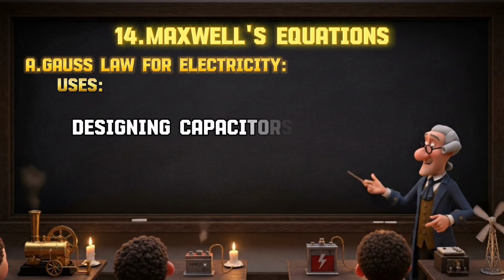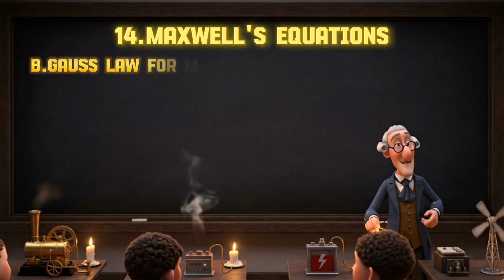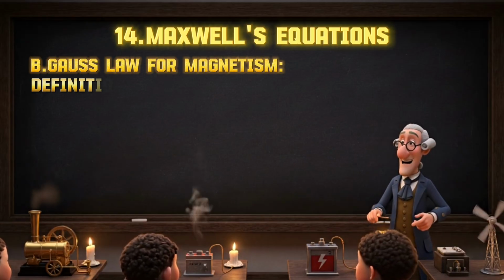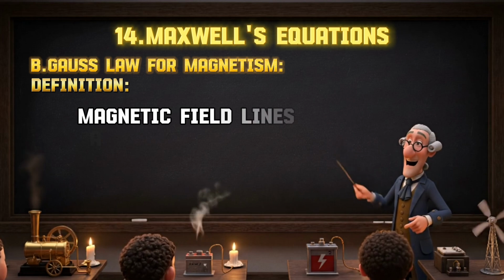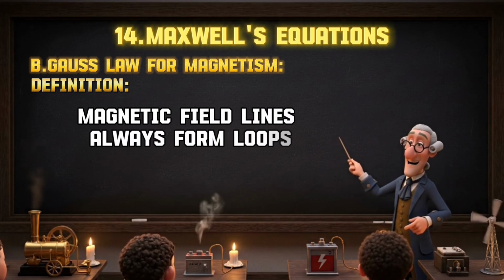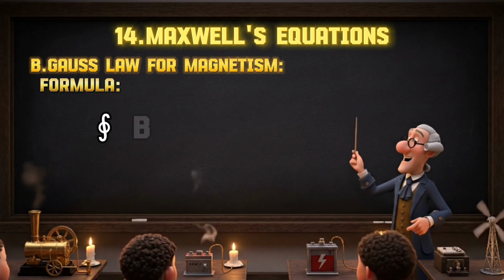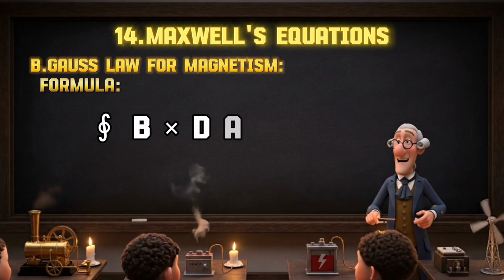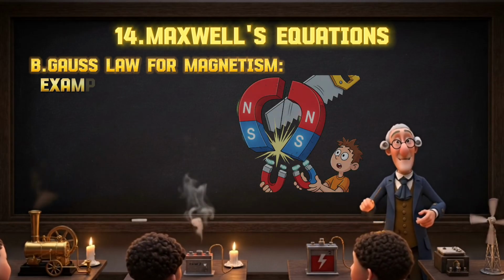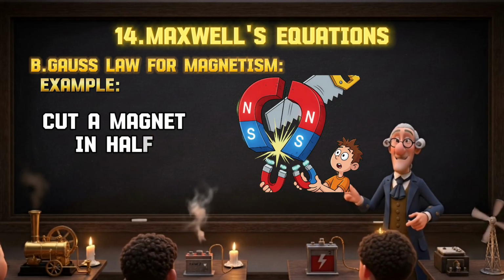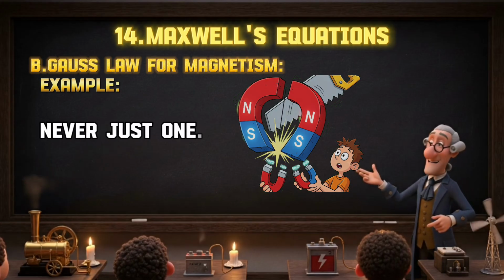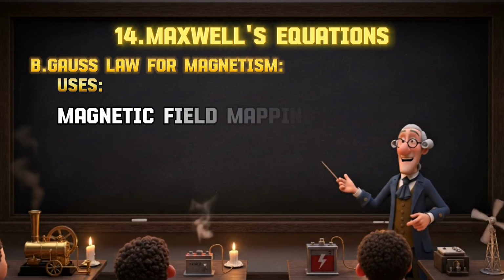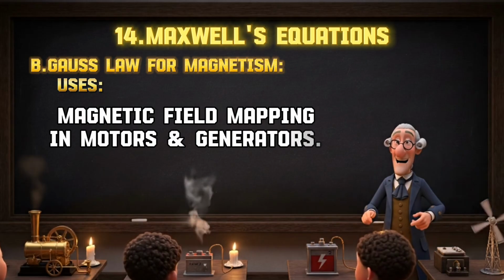Designing capacitors. Gauss's law for magnetism. Definition. Magnetic monopoles don't exist. Magnetic field lines always form loops. Formula. Closed integral of B dot dA equals 0. Example. Cut a magnet in half, you still get north and south poles, never just one. Uses. Magnetic field mapping in motors and generators.